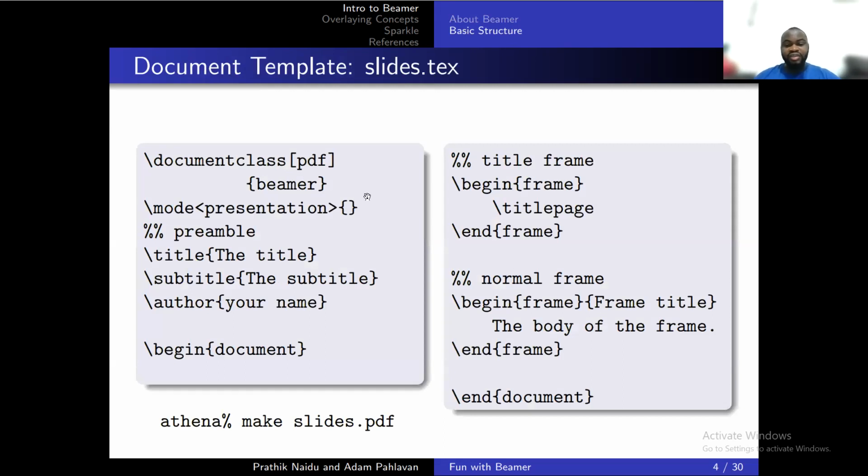So the first thing that you need to understand is what a Beamer template looks like. In the few works that we've done before, the classes were usually article. Now instead of article, you're going to have Beamer as the document class. Like the other types of slides that we've done in the past, you have a title, maybe a subtitle, and you have the author. So you can have such in Beamer.